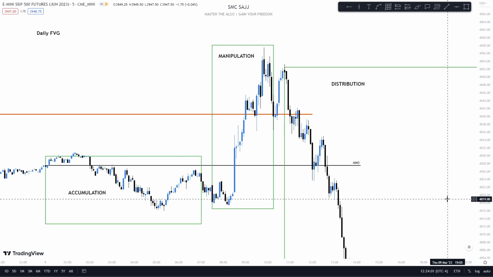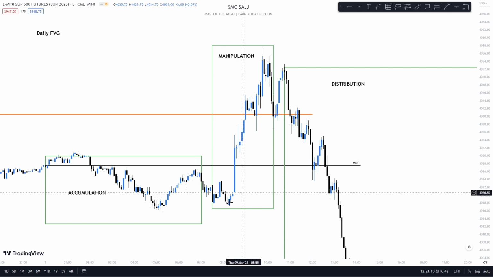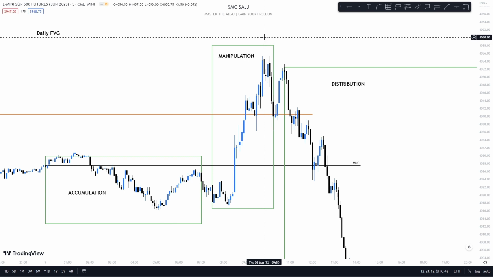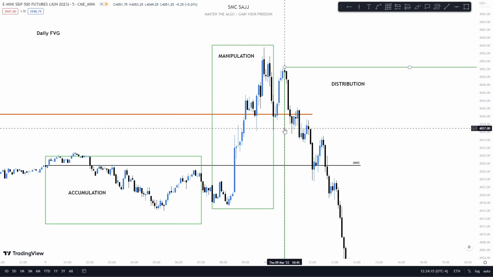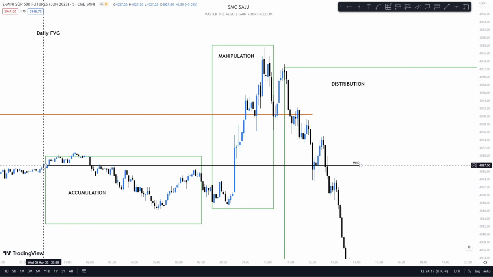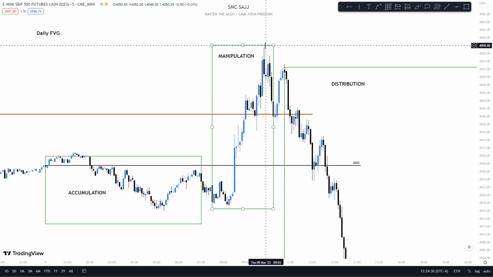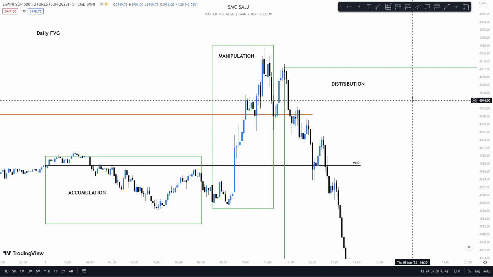Now, how could you have got in this move and caught the distribution to the downside? So what you would have done was establish your daily bias, which was bearish. You would have seen this manipulation coming into the daily fair value gap. It made this high, it broke down, and it broke this low. After that, you would have had your midnight opening price here, which is related to the New York time zone. Midnight opening price from here to the high of the day, that is your opening range, and you'll be looking inside this area for your sell setups.